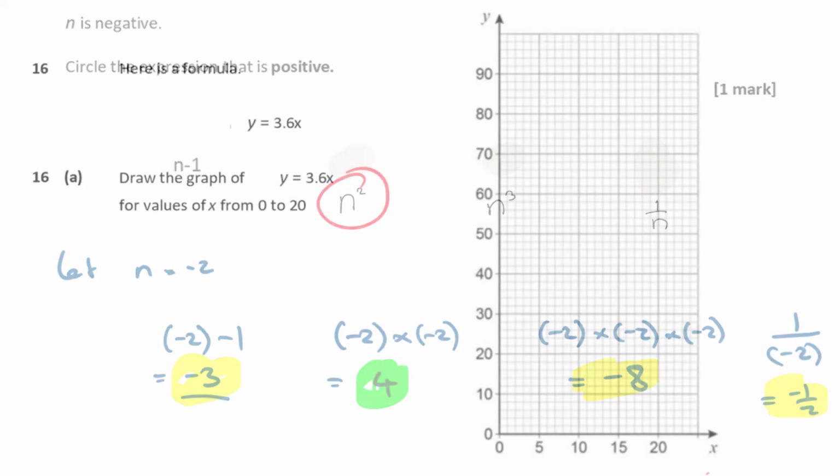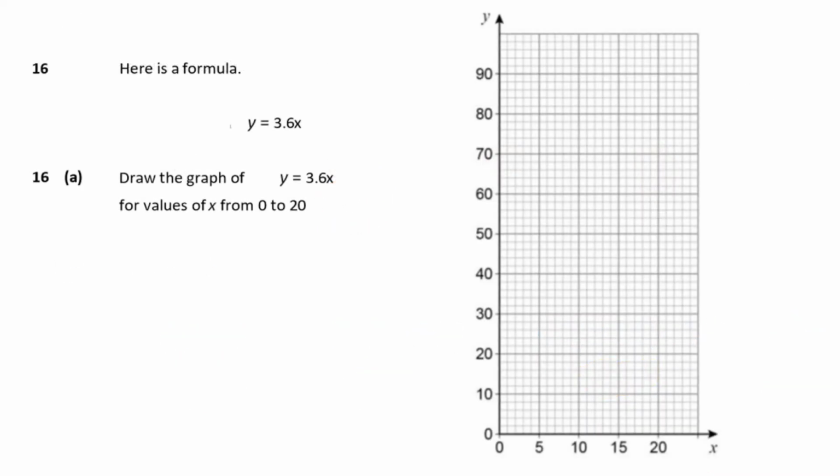Good stuff. Question 16. Here is a formula: y equals 3.6x. Draw the graph of y equals 3.6x for values of x between 0 and 20. Now you can see on my main scale at the bottom I've got 0, 5, 10, 15 and 20. So I'm going to create a table of values for x and y using those values at the bottom: 0, 5, 10, 15 and 20.